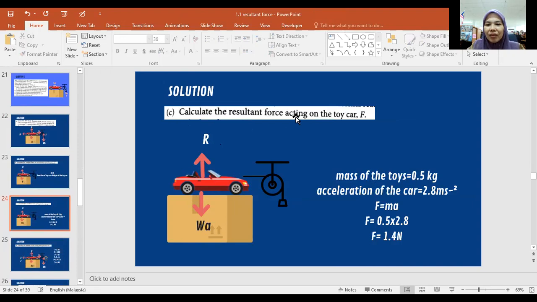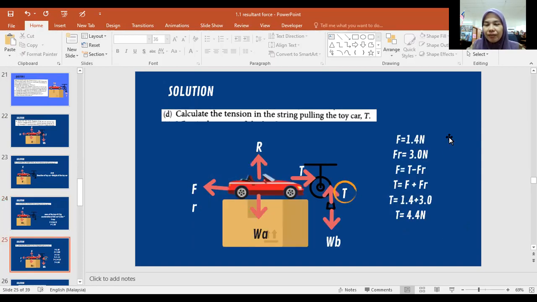Calculate the resultant force acting on the toy car F. How to find the resultant force? We can use the formula of Newton's second law. Please list down all the information given in the question: mass of the toy car, 0.5 kg, acceleration of the car, 2.8 meter per second square. F is equal to ma, F is equal to 0.5 times 2.8. So you get the resultant force is 1.4 newton. You can straight away get the resultant force from the formula of Newton's second law.